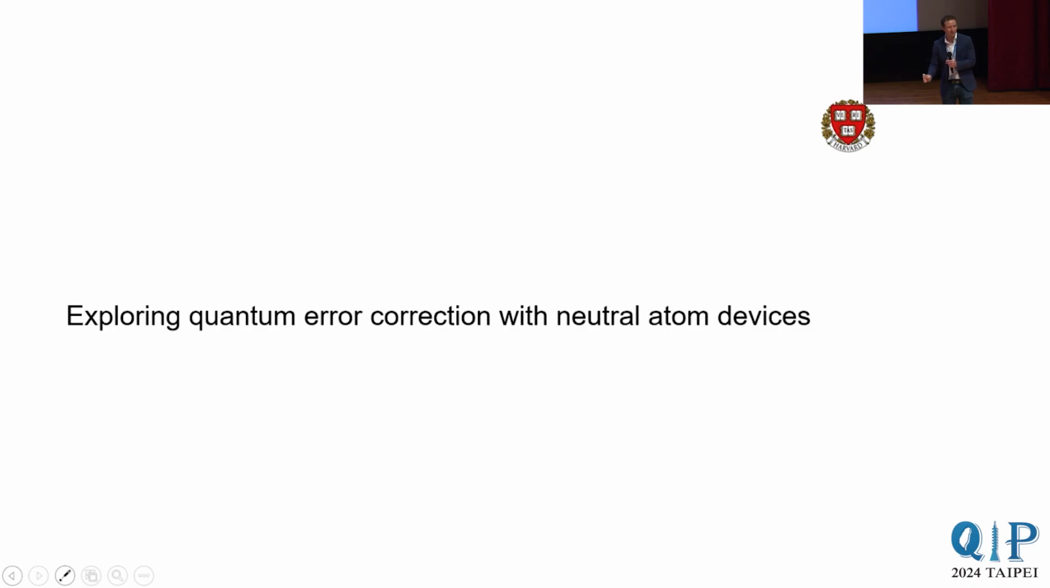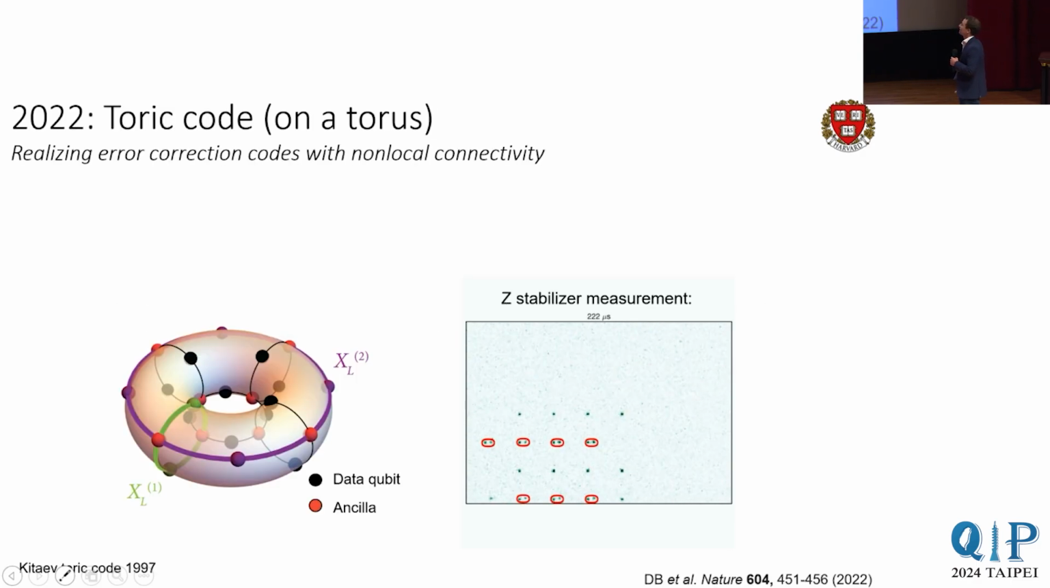Now it's going to get more theoretical. And I'll tell you about now our explorations in doing quantum error correction with neutral atom devices. So when we did these first quantum circuits in our first work here, we made this toric code on a torus. And the torus we did kind of for fun and to show the fact that we have this non-local connectivity. And this is a movie of how exactly this circuit works.